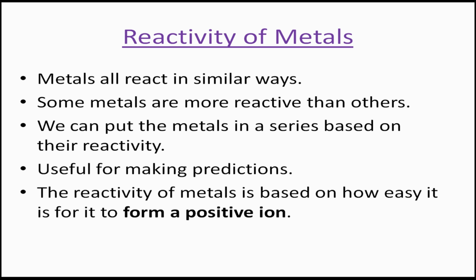And the reactivity of the metals is based on how easy it is to form a positive ion. That's kind of the technical description. Okay, so metals, when they react, generally form positive ions, and how easy a metal finds it to do that gives it its reactivity. So the easier it finds it to make a positive ion, the more reactive the metal. So for example, you will probably have seen potassium being put into water and it's very reactive, and that's because potassium finds it very easy to form a positive ion.